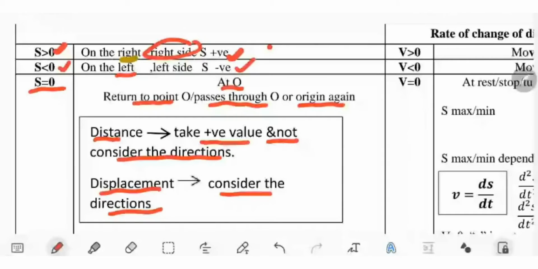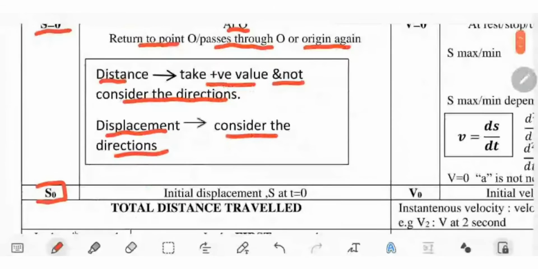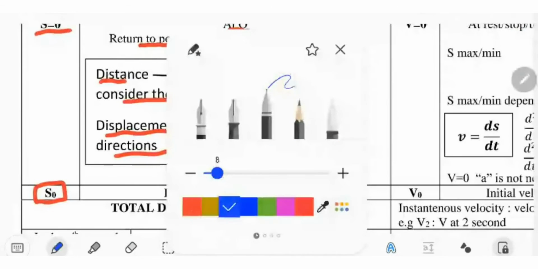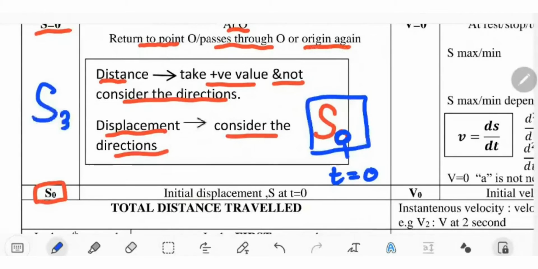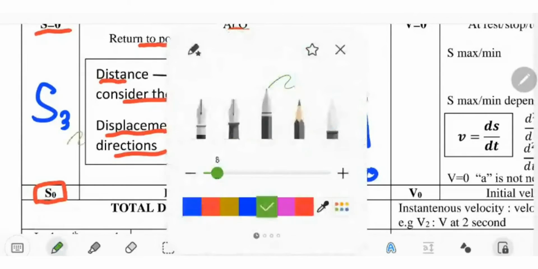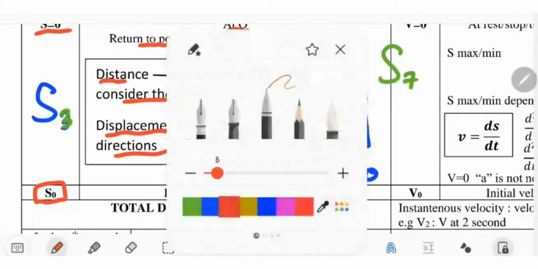Okay, next, this one, S0. Bila saya tulis macam ni, S0, benda dekat bawah ni maknanya ini adalah punya time. Displacement T equal 0. Ini maksudnya displacement when T equal 0. Kalau saya tulis S3, apa maksudnya? Displacement when T equals 3 second. Kalau saya tulis S7, displacement when the time is 7 second.